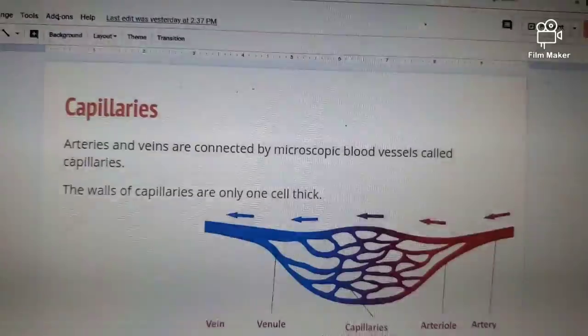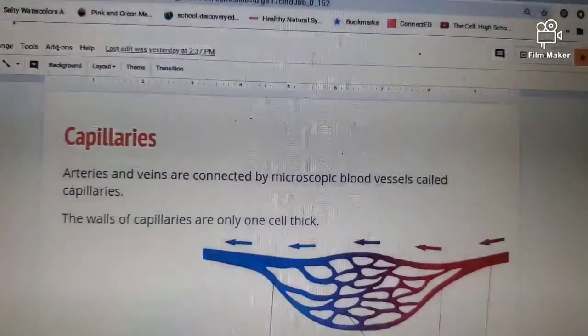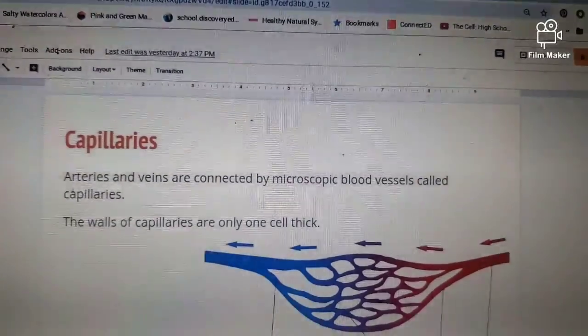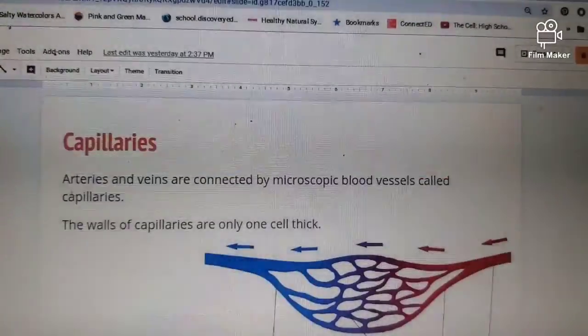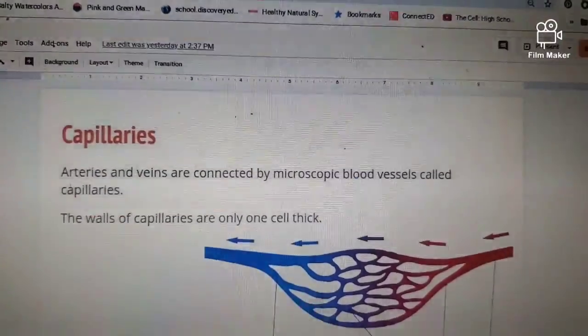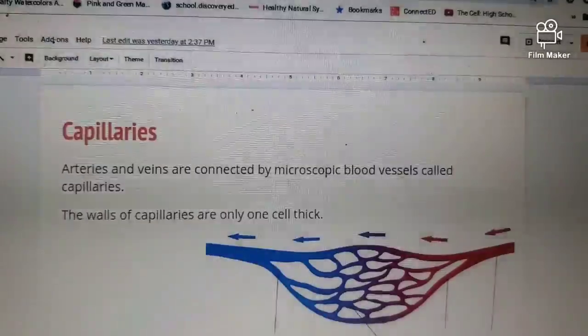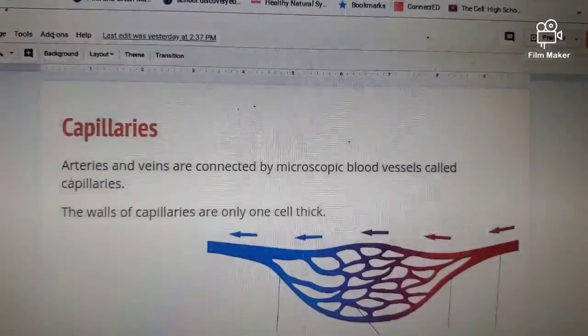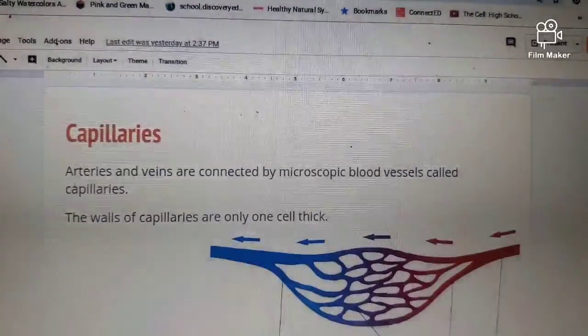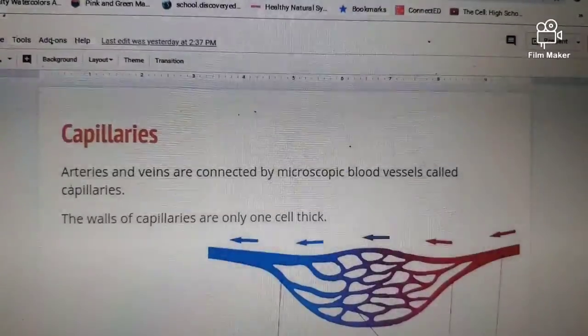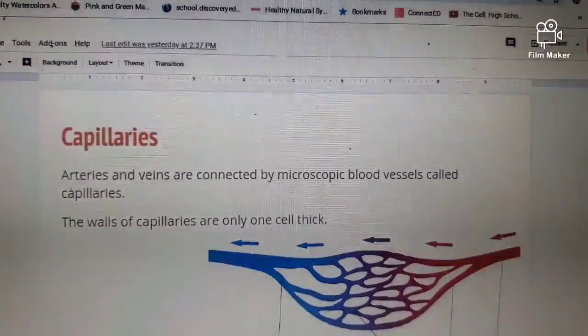Capillaries connect arteries and veins. Capillaries are microscopic blood vessels that have very thin outer walls. These very thin outer walls allow for gas exchange. That means that carbon dioxide and oxygen are exchanged in capillaries.